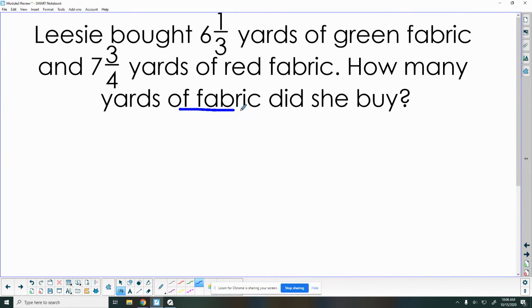How many yards of fabric did she buy? So she did this and this. It wants us to put them together. So see if you can write an expression that would match this problem. Hey, so I would put 6 1/3 plus 7 3/4.